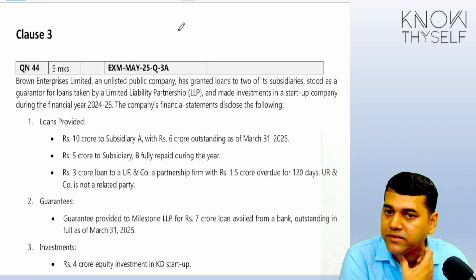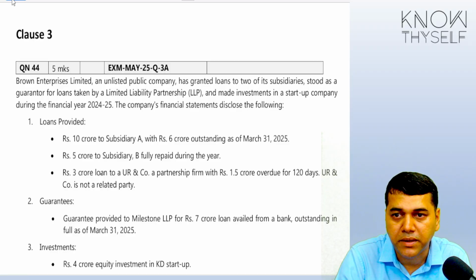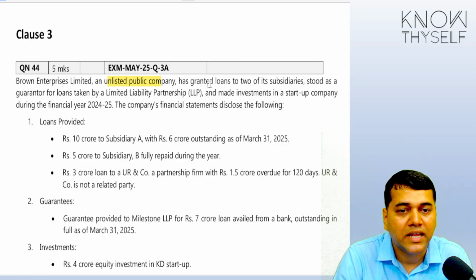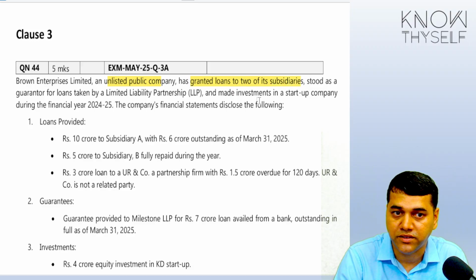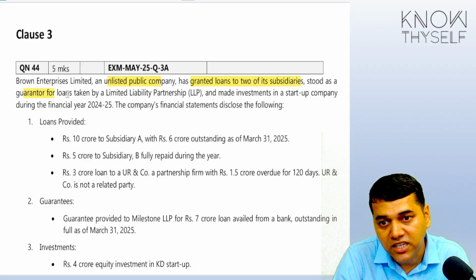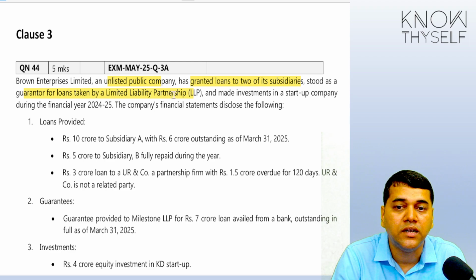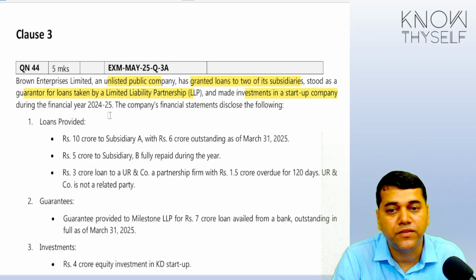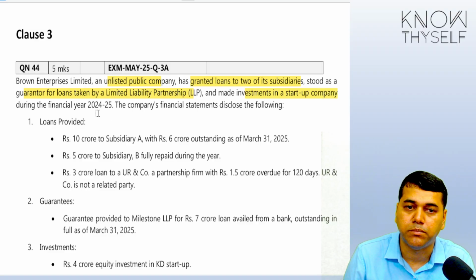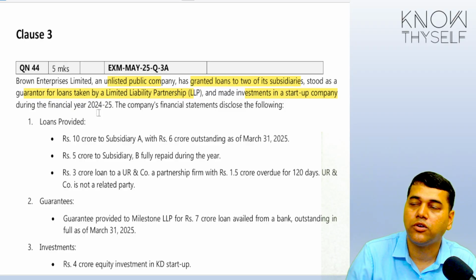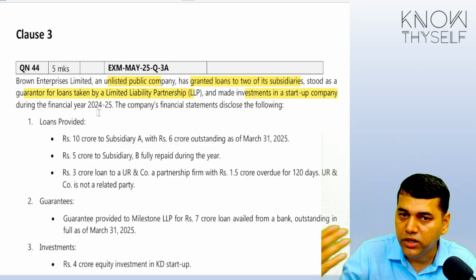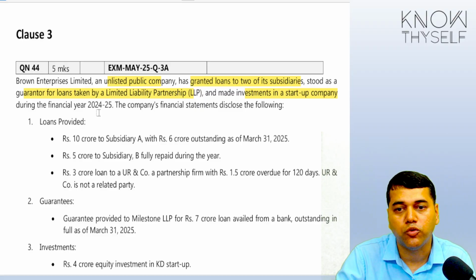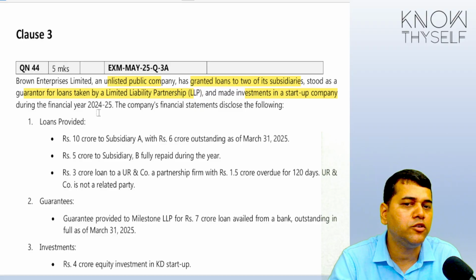Now, Brown Enterprises is an unlisted public company, but CARO is applicable. It granted loans to its subsidiaries, stood as a guarantor to a loan taken by an LLP, and made investments in a startup during the financial year. See, you are not an investment company. You are not a bank. You are not a finance company. But why are you doing these loans and investments? We want to know whom you made them to. You make them; we are not saying that you don't.